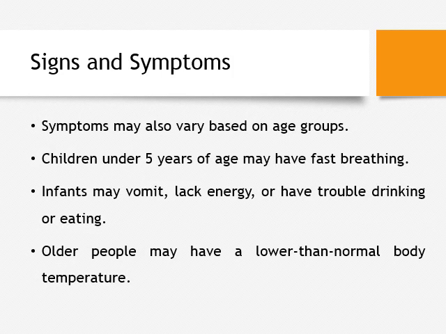Similarly, the symptoms of pneumonia may vary in different age groups. Like the children under 5 years of age may have fast breathing. Infants may have vomiting. They may have lack of energy, and they also can have problems drinking and eating. However, the older people may have a lower than normal body temperature.